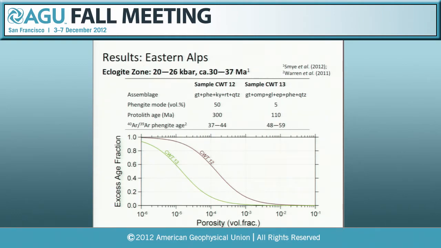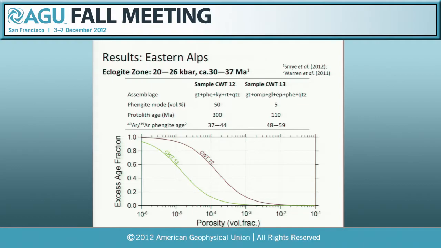We have data from the Eastern Alps in Oman. So the eclogite zone in the Eastern Alps was subducted to 25 kilobars at around 34 million years. It pertains to the southern margin of the European continent. These are our critical parameters to put in. And these two samples were collected within meters of each other, so small scale. CWT is an eclogite-facies pelite. CWT-13, rather, is a mafic eclogite.